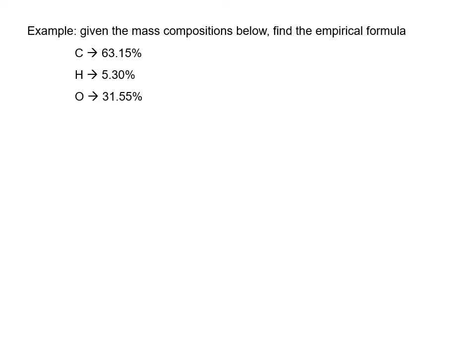Here is another one to look at. Given the mass composition below, find the empirical formula. Notice that in this case, the compound that we have has 3 different elements. So I need to find 3 different subscripts. So this would be the formula, and we need to find the values of X, Y, and Z.